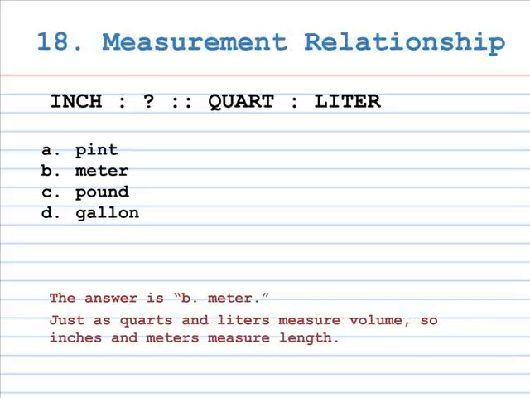18. Measurement relationship. Inches is to: A, pint; B, meter; C, pound; D, gallon, as quart is to liter. The answer is B, meter. Just as quarts and liters measure volume, so inches and meters measure length.